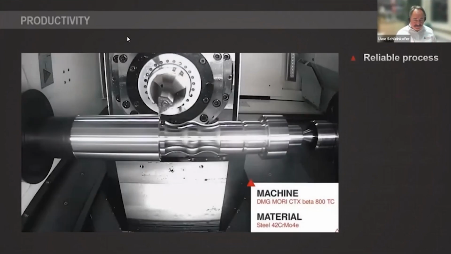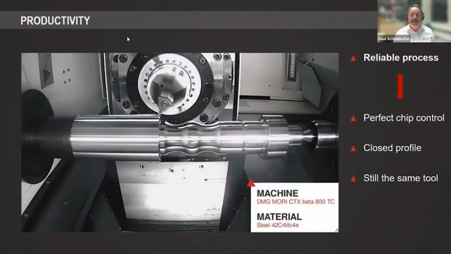So the second, this is the same part. We are turning now the profile on the left side. The component is the same shaft, basically. The main cutting edge is following the profile with constant approach angle. You will see that in the video. And the result is a very good chip control, and the chip is very similar while turning the profile.